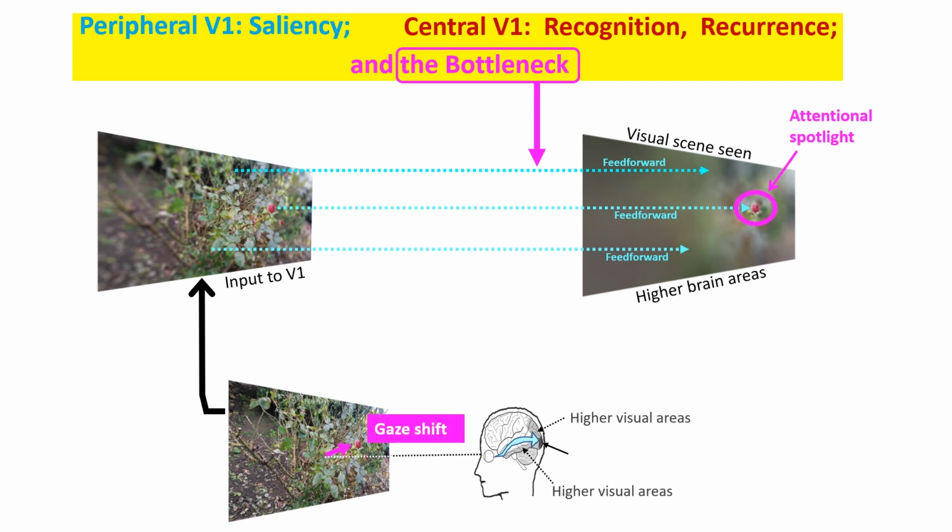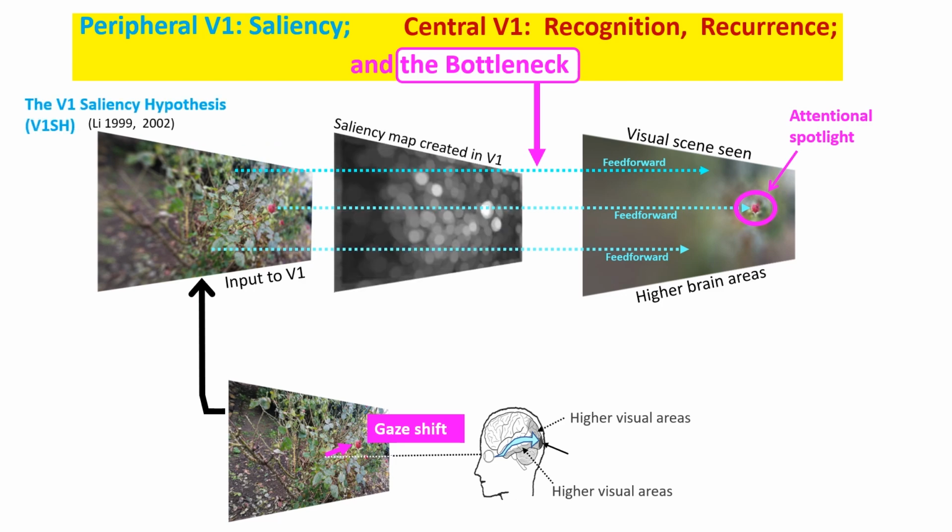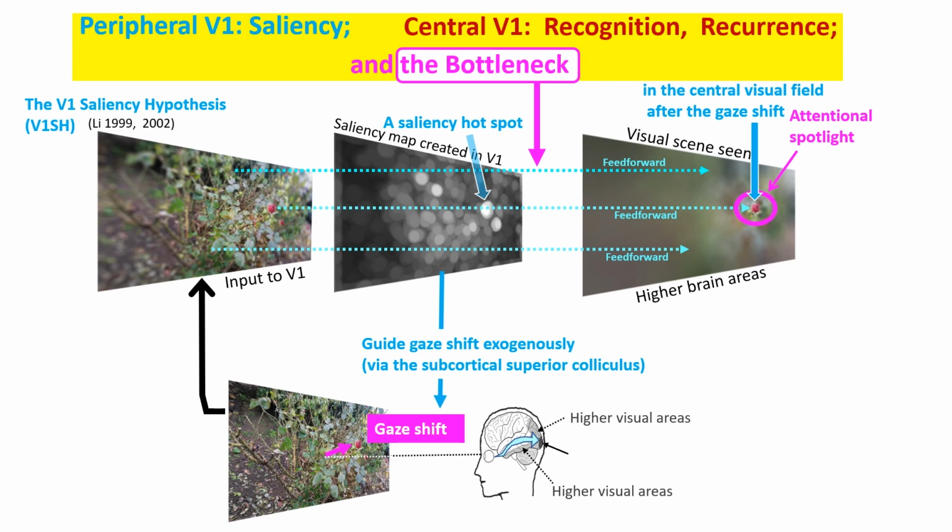This spotlight is selected mainly by a gaze shift. This visual location was in the peripheral visual field before the gaze shift. I have proposed that a saliency map is created in V1. The hotspots in this map attract gaze shifts exogenously. Therefore, peripheral V1 computes saliency to guide attention. It motivates the idea that the bottleneck starts right after V1.